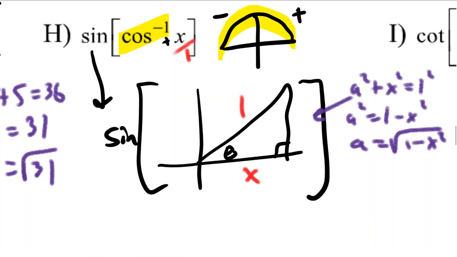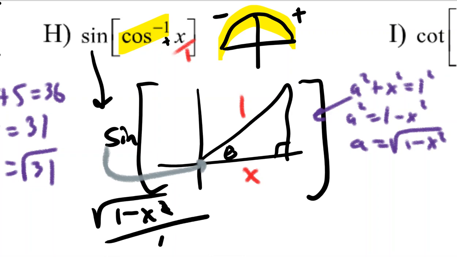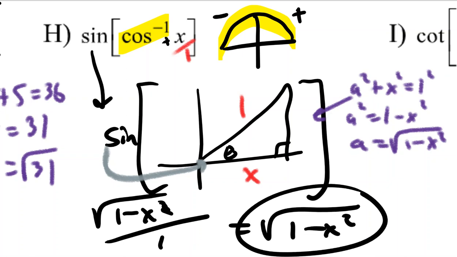And then SOHCAHTOA number 2 wants to know what's the sine of that angle. So opposite over hypotenuse. That would be your final answer.